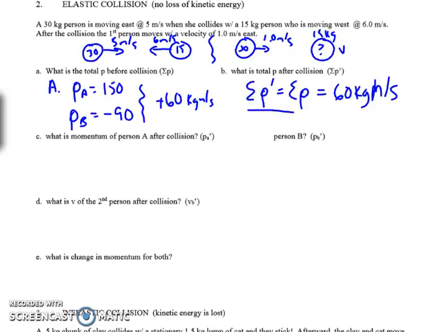All right, now that we know that the total is 60, we can now look at the two parts afterwards. So what's the momentum of person A after the collision? Pretty straightforward. That's PA prime, which is going to be the mass, 30 times 1. That's going to be 30 kilogram meters per second.